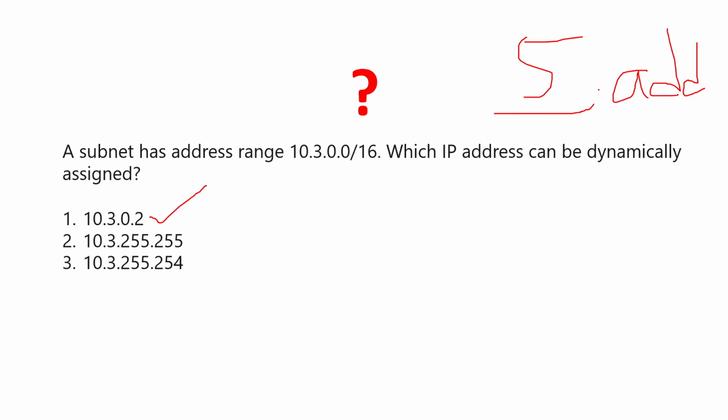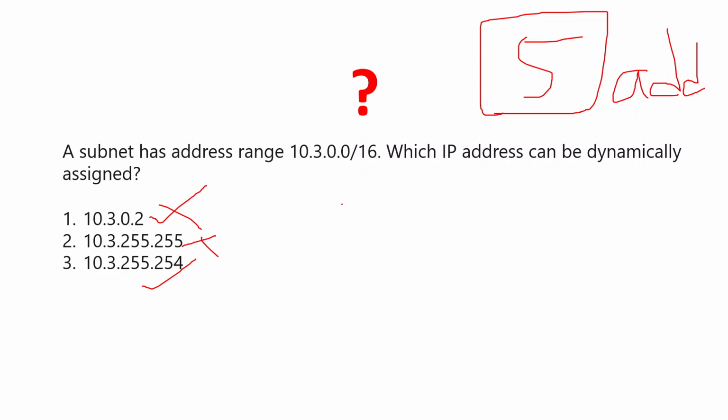Okay, 254. I think the last one, but it will take directly from 10.3.0.0, like 0.254, right? But here the third one is 10.3.255.254. So I don't think that is the perfect one. 0, 1, 2 and 255 will be blocked, right? Yes, correct. That is the reason.